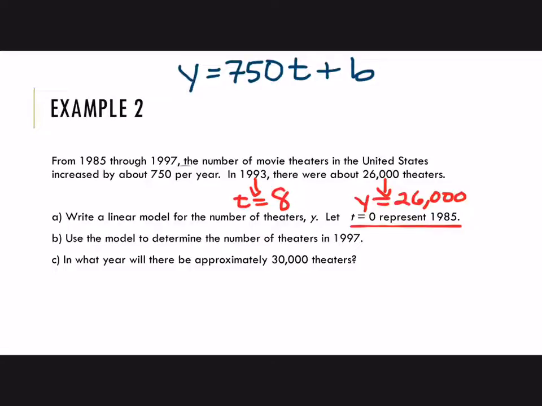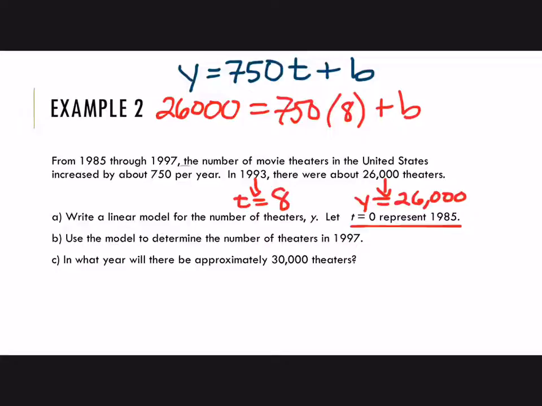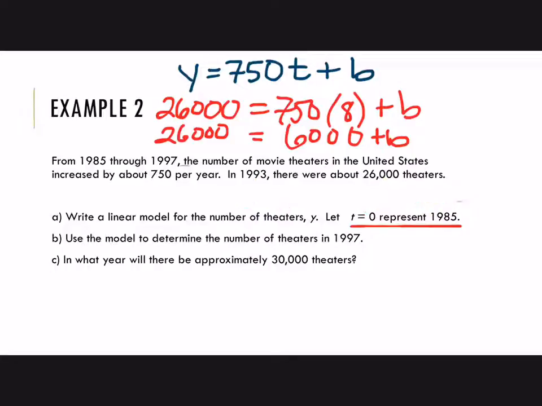Well, I can substitute those into this equation that I have. All right, so if I substitute 26,000 in for y and 8 in for t, now I can actually solve for b and figure out what the y-intercept is. Okay, so then 750 times 8 is 6,000. Okay, and then subtract 6,000 from both sides of the equation, and that gives me that b is 20,000.